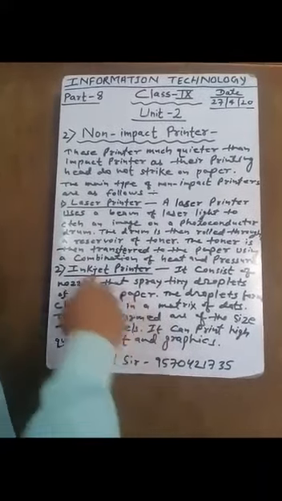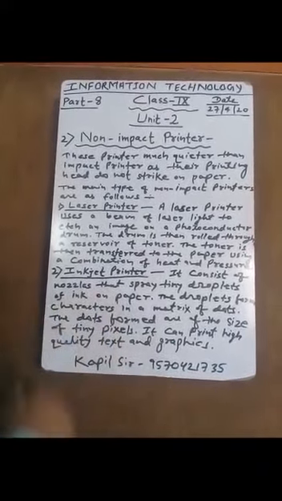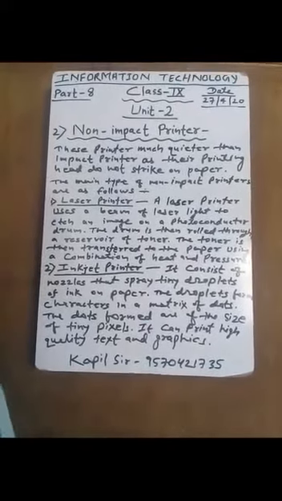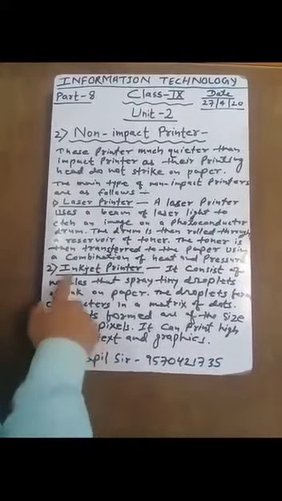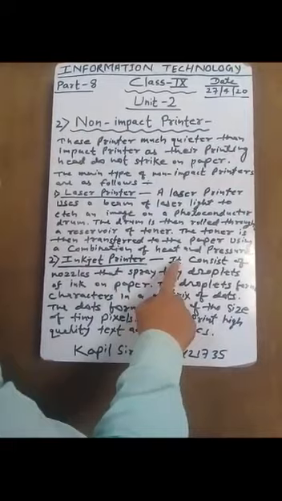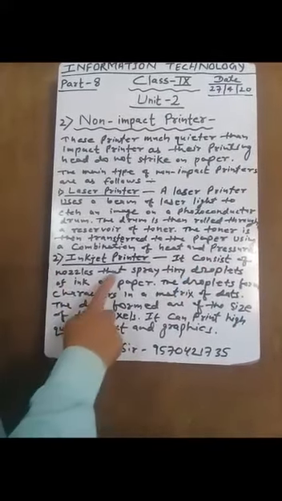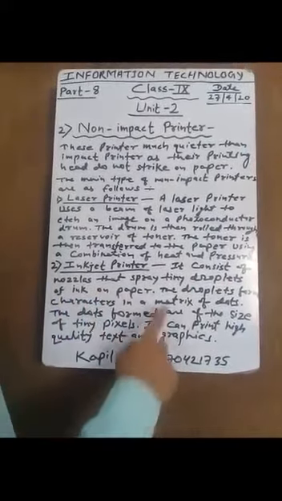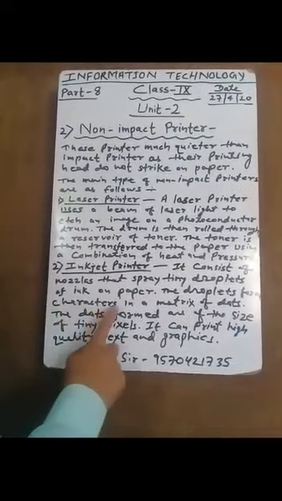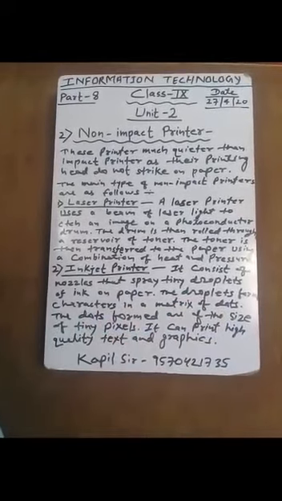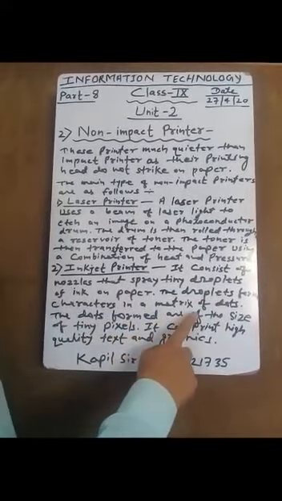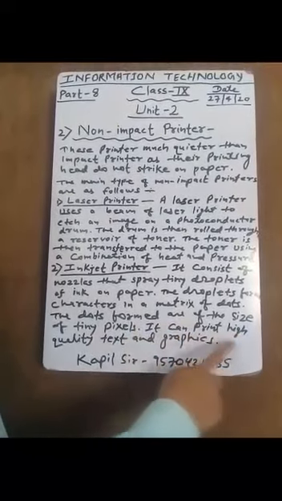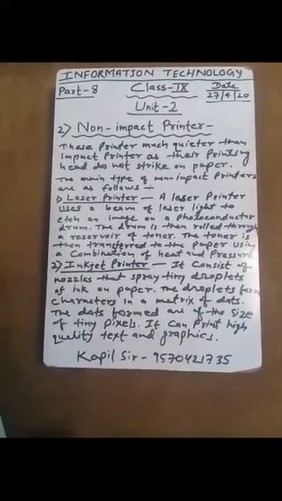Now our next is the inkjet printer. This is also a non-impact printer. It consists of nozzles that spray tiny droplets of ink on paper. The droplets form characters in a matrix of dots. The dots formed are the size of tiny pixels. It can print high quality text and graphics.